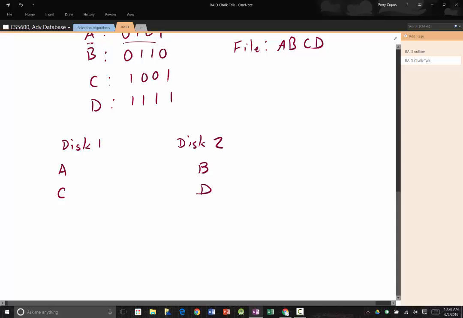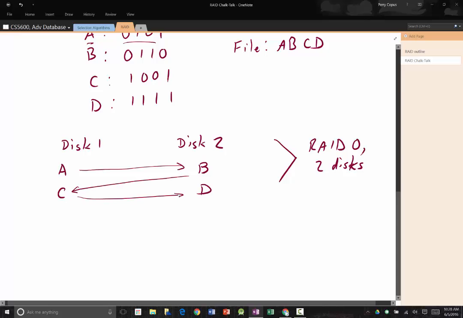So this is RAID 0 with 2 disks. Okay? So I've taken my file, and block by block I have divided it between the 2 disks. First disk 1, then disk 2, then disk 1, then disk 2. Okay?